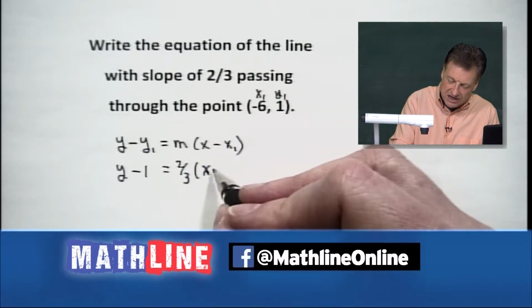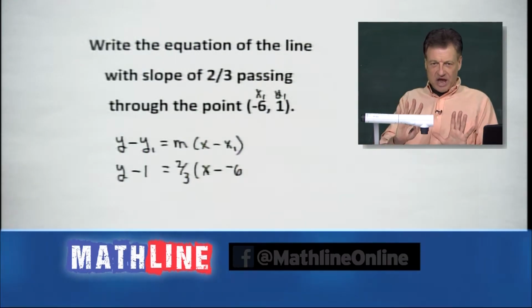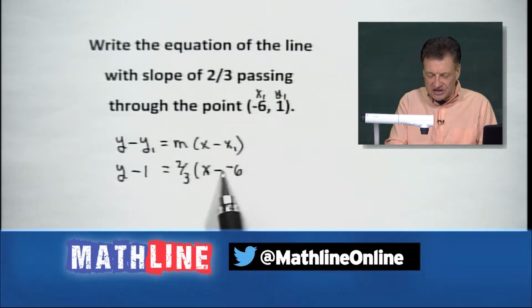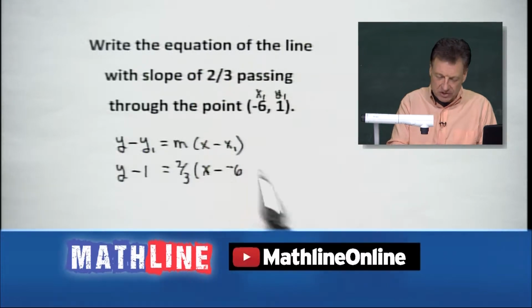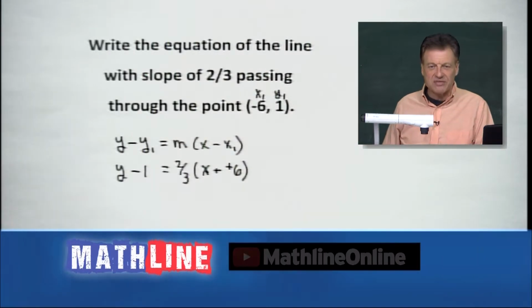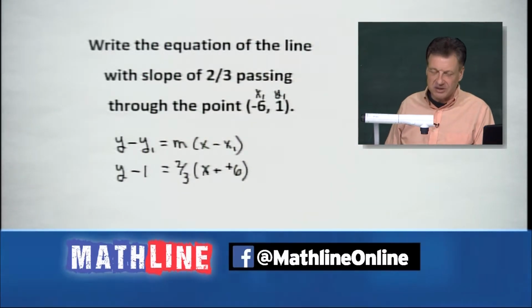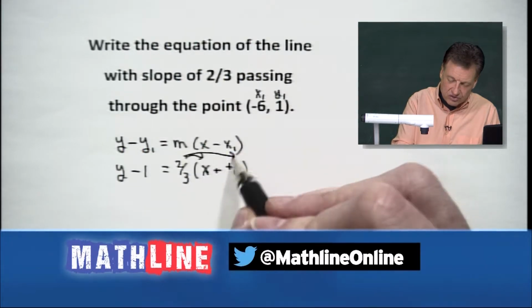X minus that, negative 6. Now, caution right here. It's not x minus 6. It's x minus, and you've got to have that little negative 6 on there, because look what's going to happen. We're going to go, yes, adding the opposite right there, and put a parenthesis around it because the 6 is going to be taken in with the 2/3 also. We'll distribute, kick it through real easy.